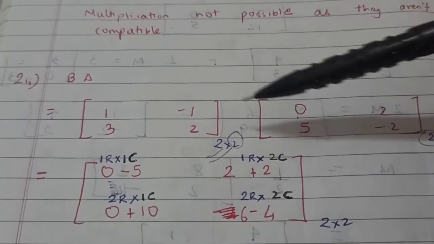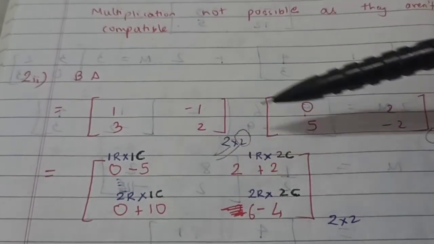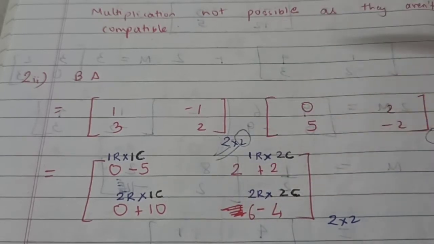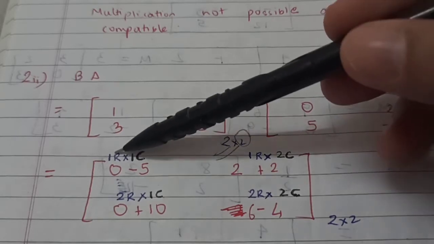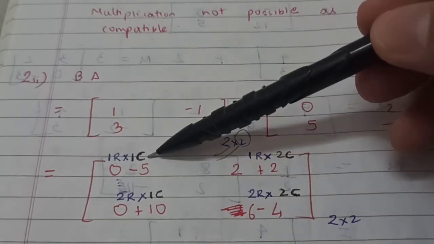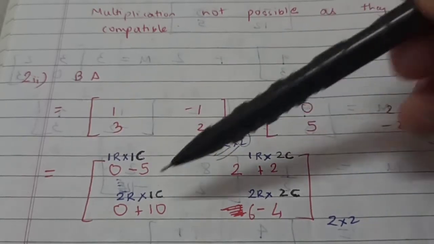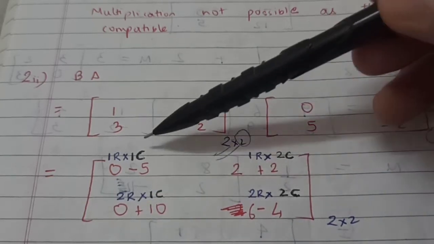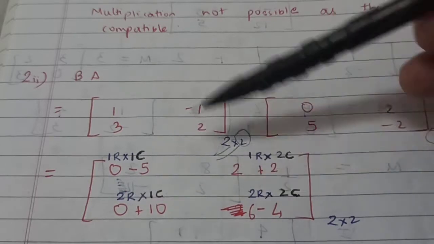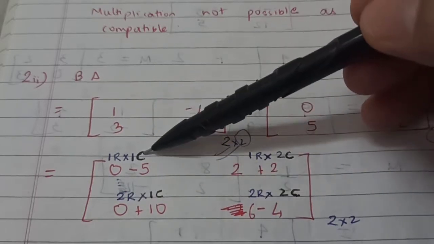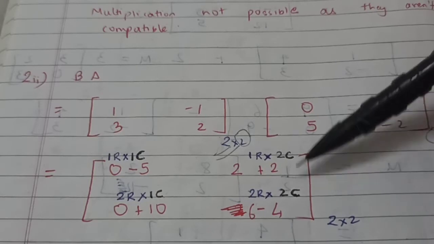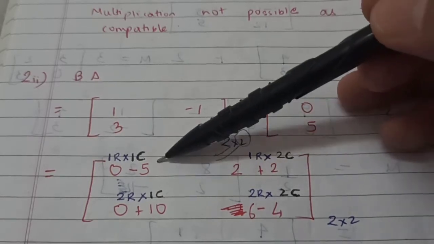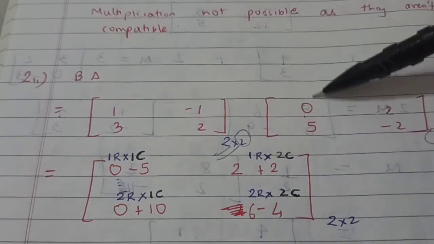So the formula, if you want, initially you can write the formula in pencil because you are not yet an expert in this. It is always first row into first column, first row into second column, second row into first column, and second row into second column. Now whatever was in blue is from the first matrix and whatever is in black is in the second matrix. Remember that.